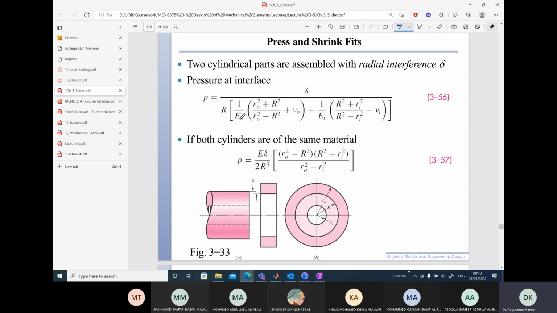Eo is the Young's modulus of the material of the bearing, which is usually outside. O stands for outside. Ei is the Young's modulus of the material of the shaft. And similarly, we have Poisson's ratio nu o for the outer material and Poisson's ratio nu i for the inner material. Based upon these geometric and material parameters, we can calculate what is the pressure. But if both the shaft and the bearing are made out of the same material, mostly it is not the case. If it is, then this is the simplified formula where Eo and Ei value become equal.